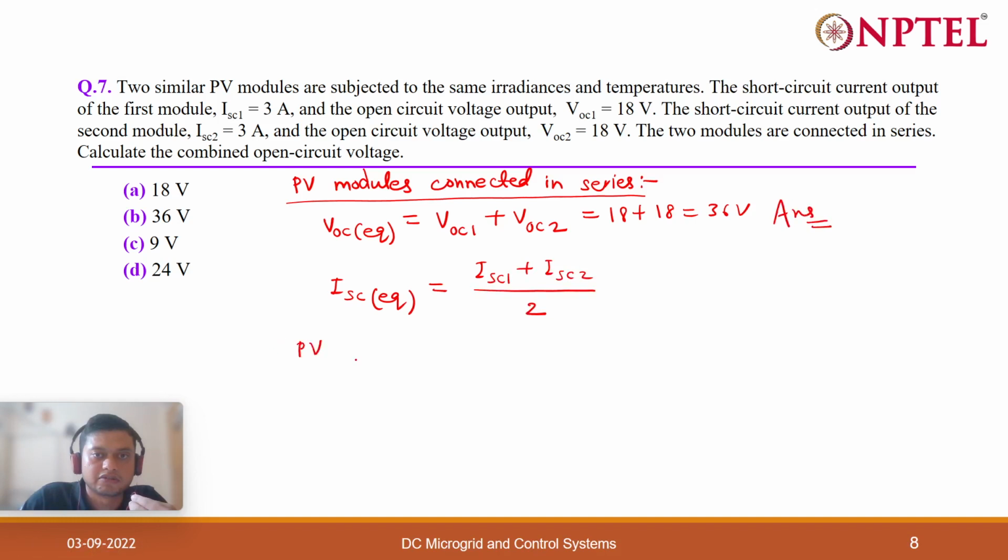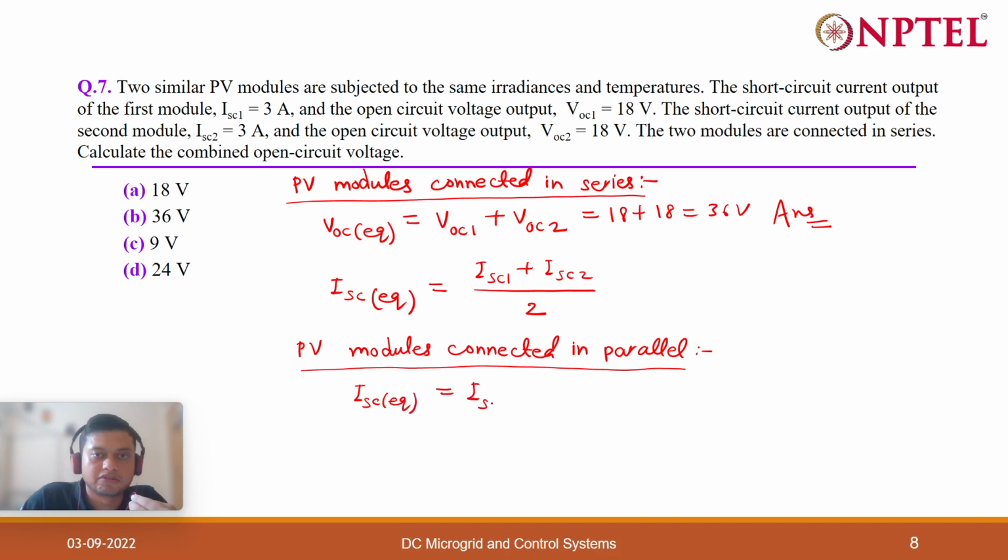And if the PV modules are connected in parallel, then for short circuit current, just this will add up, no need to take the average. So ISC1 plus ISC2, and for the open circuit voltage, VOC1 plus VOC2, take the average of the voltage, divide by 2. If there are n number of voltages, then you just add them up and accordingly take the average. So for this part the correct answer will be 36 volt, B.